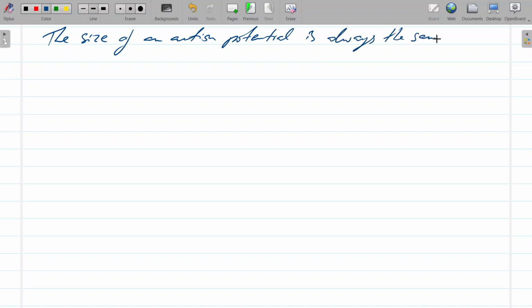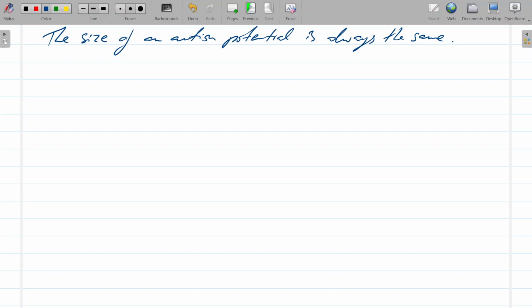Right, the size of an action potential is always the same, right? So whatever sensory or motor neuron or whatever stimulus it is, if it's firing an action potential, it will go up to, right, plus 30. Some texts say plus 30 or plus 40, so just about that. So it's always the same.